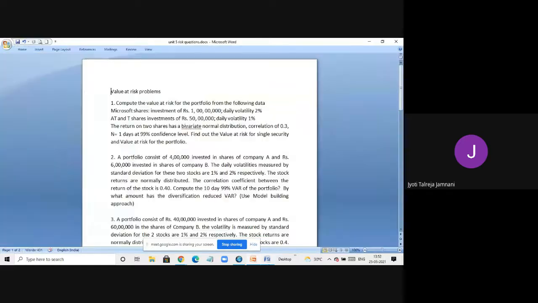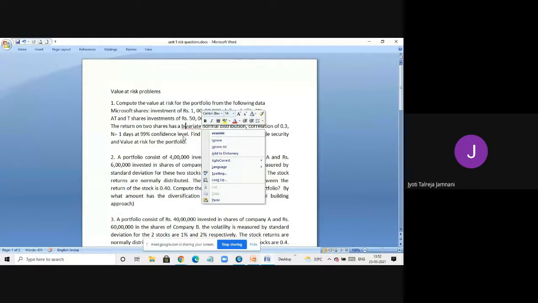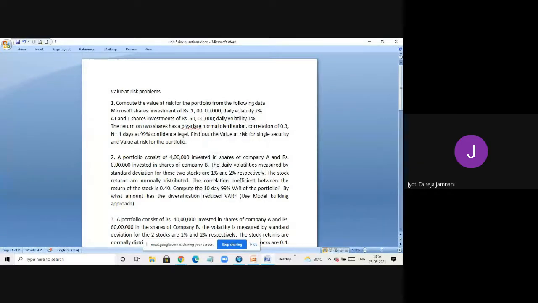Okay. So let's start with the problems. Value at risk. Now, when we're doing value at risk problems, I told you that we use the normal distribution to calculate the value at risk. So we need certain table values wherein we can find at 99% confidence level, 98 or 95% confidence level, what are the table values that we need to use to solve these problems.